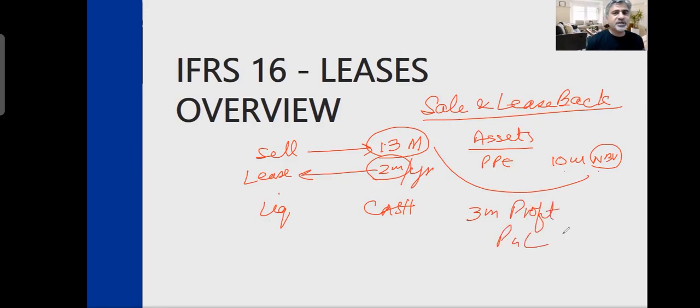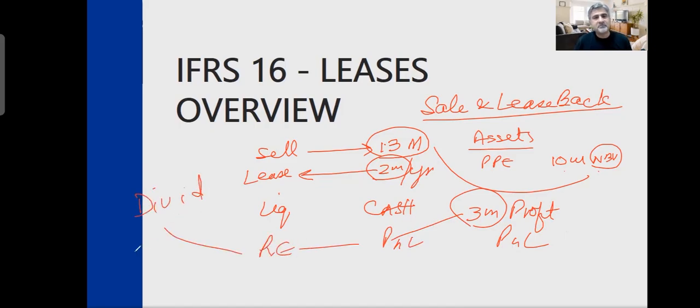Remember, when you do revaluation of a non-current asset, the 3 million revaluation gain does not go to P&L. It remains in other comprehensive income because we say that it is an unrealized gain. But as soon as I sell my asset, I realize this 3 million. I get the cash, and the 3 million goes straight to P&L. From P&L, it goes to retained earnings. From retained earnings, it goes to dividends. Dividends, cash has gone out.